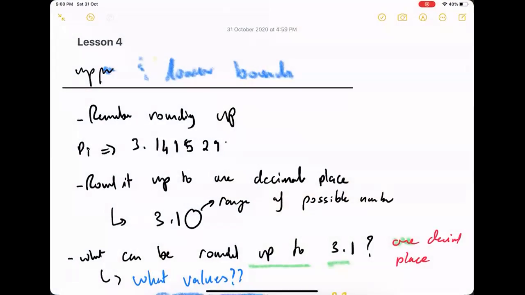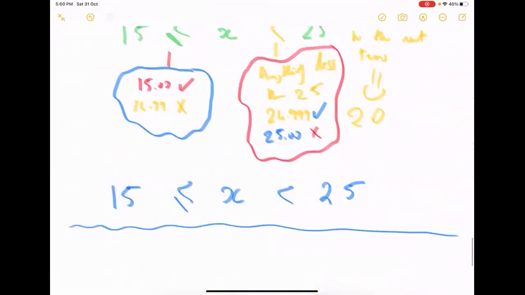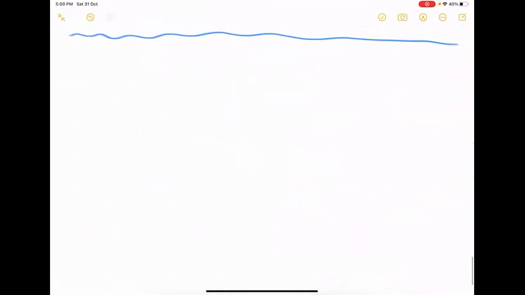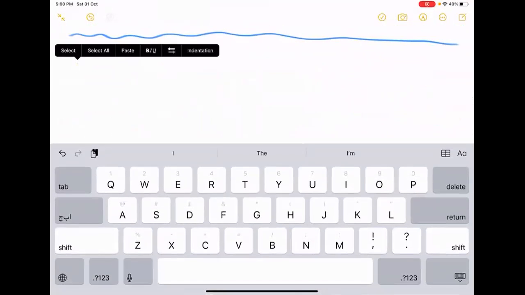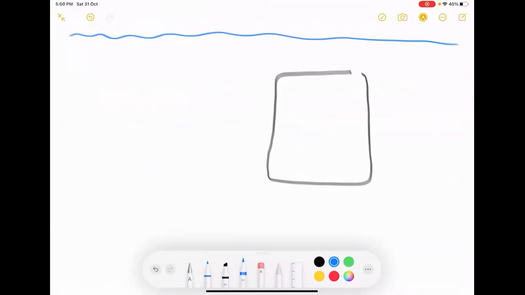Sorry guys, I'm actually outdoors, so you can hear the beeps. Anyways, swimming pool capacity. Let me try to draw a swimming pool. It'll be challenging, but I'll try to do it. Oh, I'll just show it like that. It'll be simple.